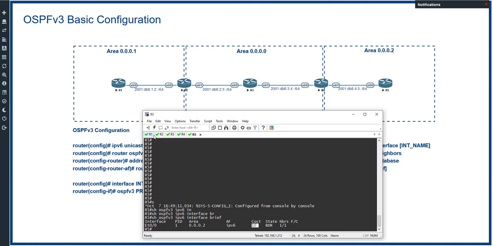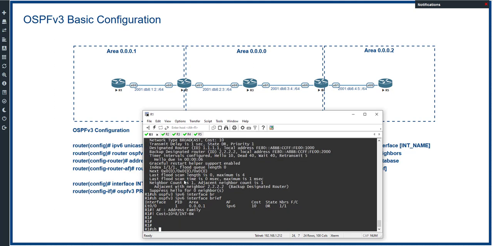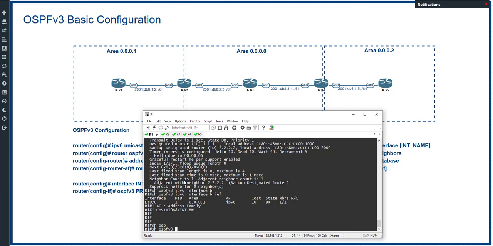That's it. Now, starting from router 1 for the neighborship table, show OSPFv3 neighbor.